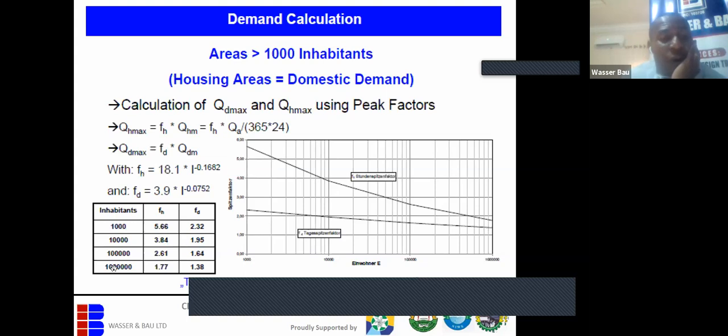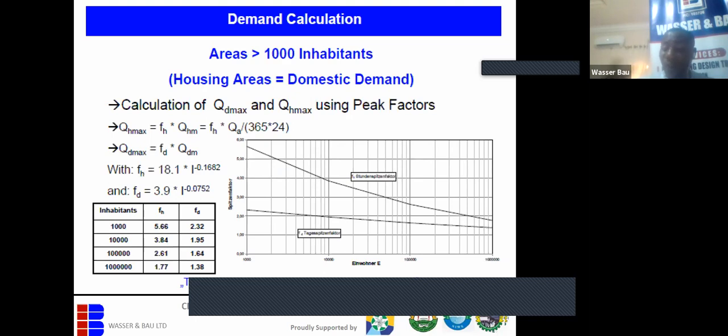Abuja was designed for 1 million population equivalent in 1978 when the design started, and in the early 80s they finished it. So they used about, here it says you use between 1.77 and 1.38. What this means is that after getting my demand, I'll multiply it by this factor so that it will give me the peak demand.